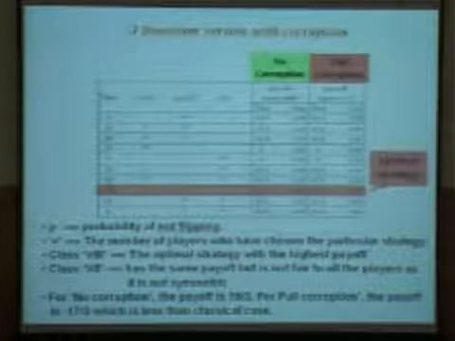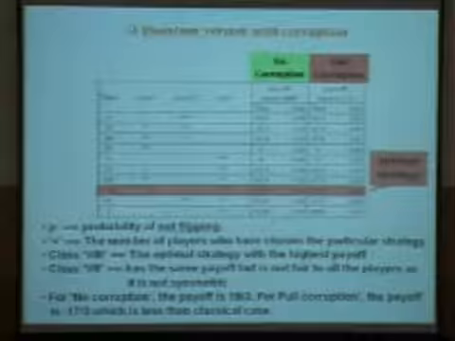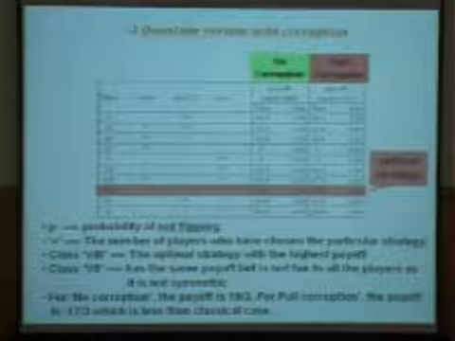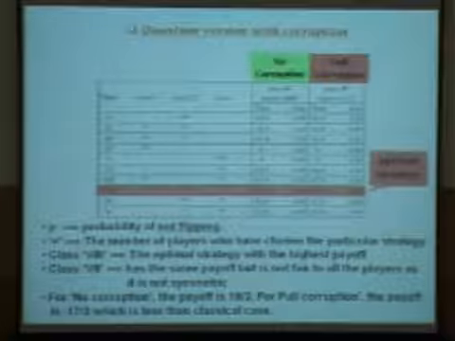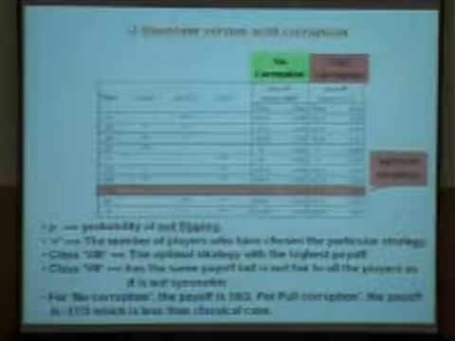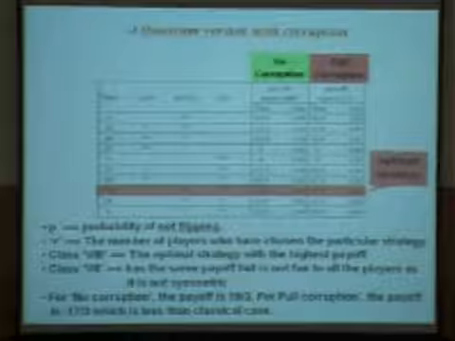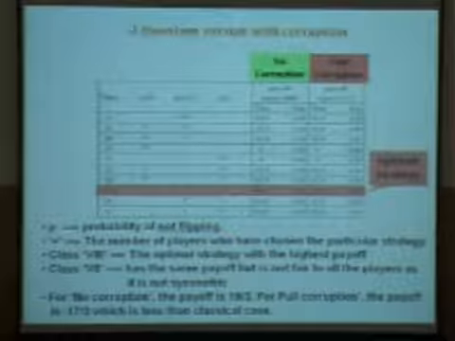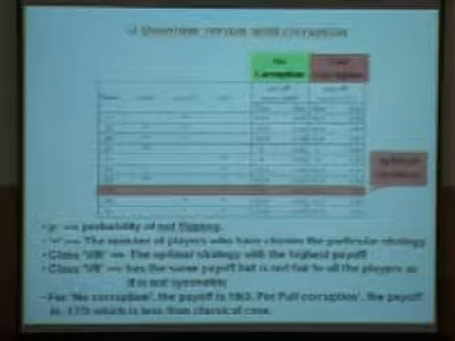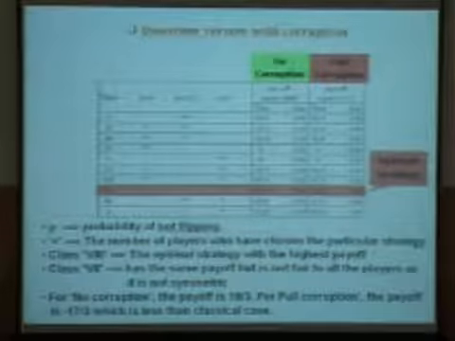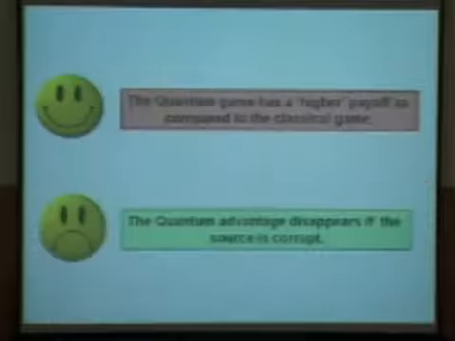Okay, and here is the payoff table. There are 10 classes with corruption that have been introduced, where P is the probability of not flipping, and the number of players who have chosen the particular strategy. Class 8 has the optimum strategy. Okay, with no corruption, this has the highest payoff. It's higher than the classical payoff, but with corruption, this payoff becomes lower than the classical payoff. Class 7 has the same payoff, but it's not fair to all players. So the 8th is the best strategy.